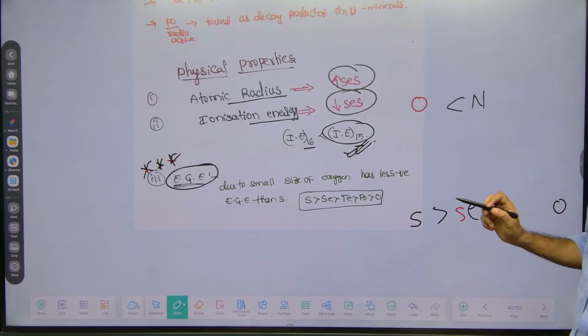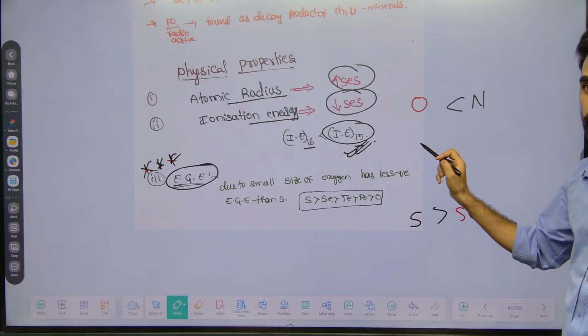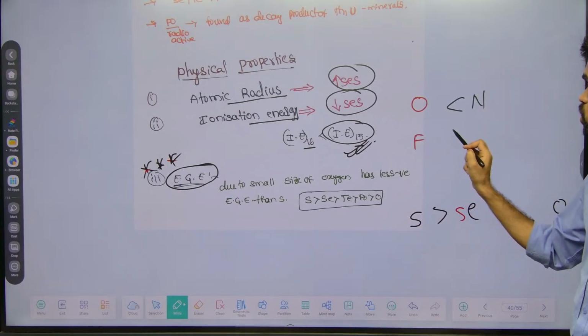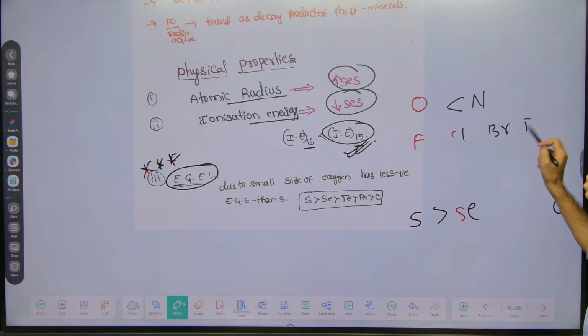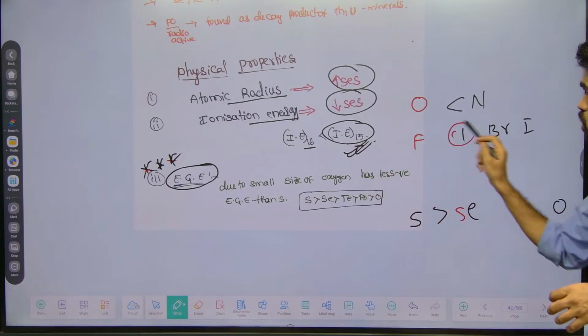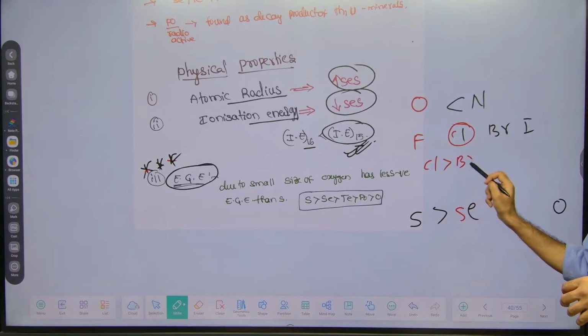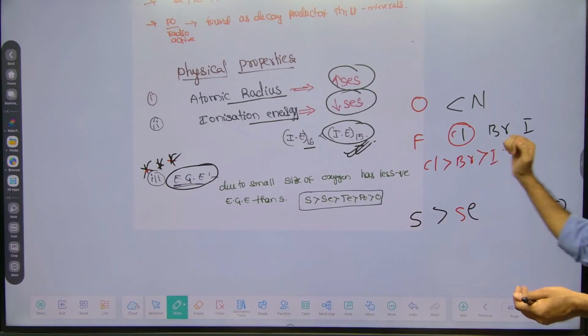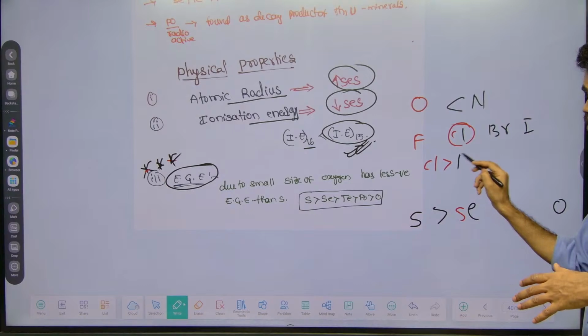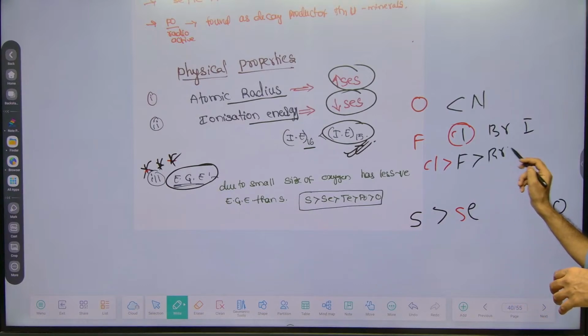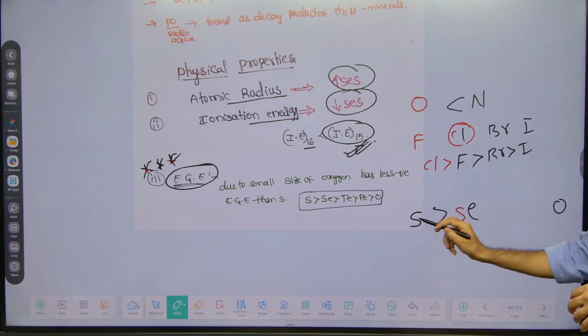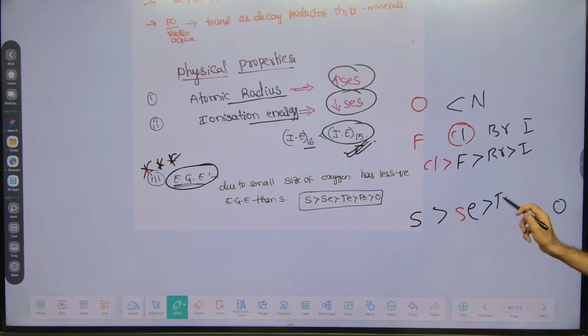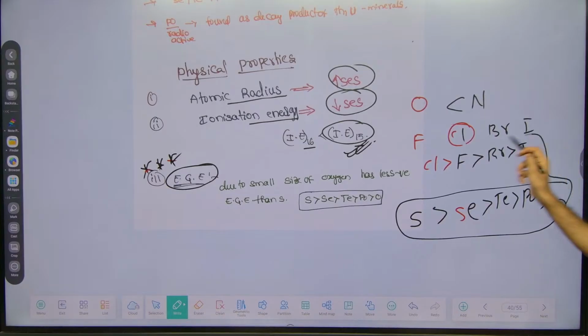Similar to this, for halogens you tell me. Fluorine, chlorine, bromine, iodine. Which has the highest electron gain enthalpy or electron affinity? Chlorine. Next bromine. Next iodine. No. Fluorine is not highest here; the order is chlorine, fluorine, bromine, iodine. Here, sulfur, selenium, tellurium, polonium, and least is oxygen. Remember these two orders, you can expect one question here.